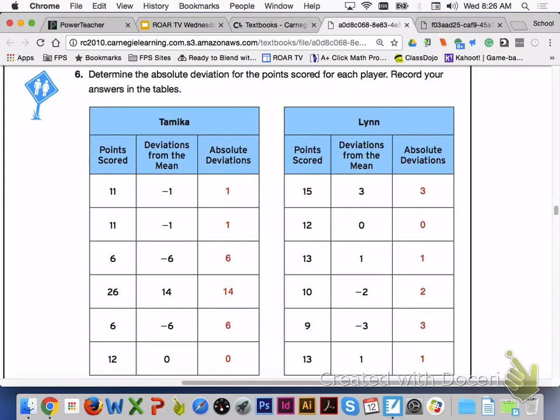For number 6, remembering from the video that the absolute value of a number is its distance from 0 on a number line, here is what Tamika's absolute deviations should look like: 1, 1, 6, 14, 6, and 0. And for Lynn and her absolute deviations, 3, 0, 1, 2, 3, and 1.